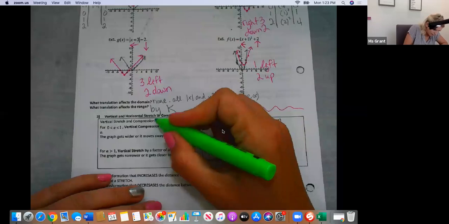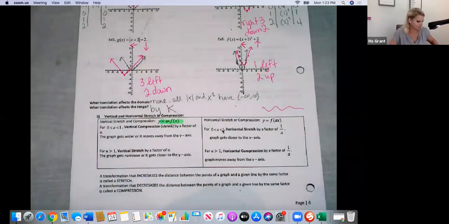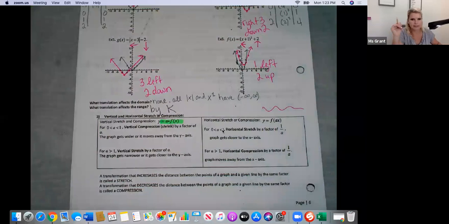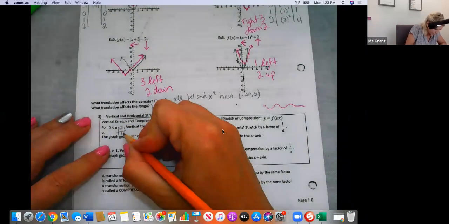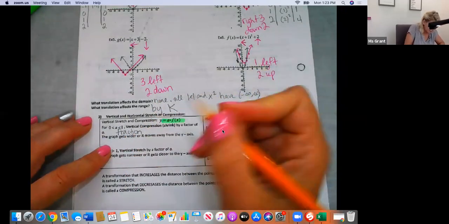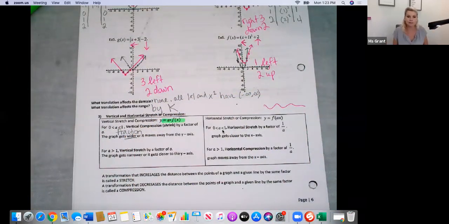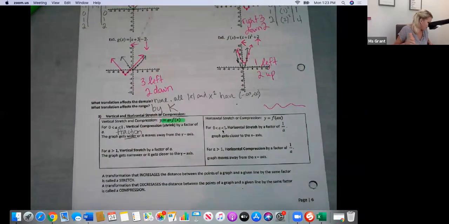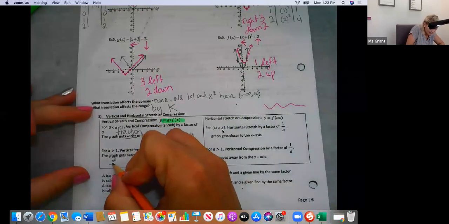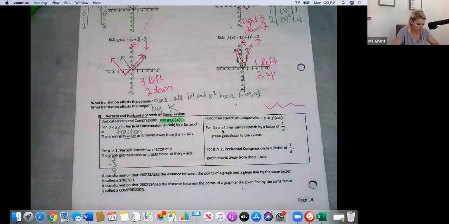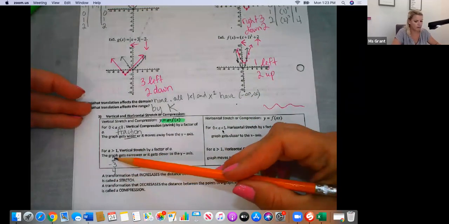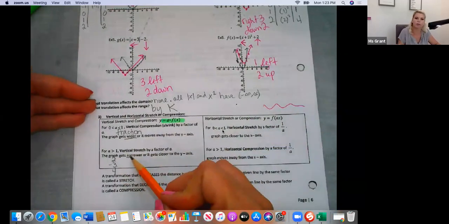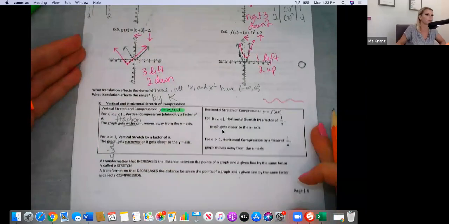When we've got our A on the outside in front of the parentheses, a vertical compression would be like a fraction. A fraction makes a graph wider. And then a whole number, like a 2 or even a -3 or a 4. The negative sign just means that it's downward facing, but 2, 3, and 4, whole numbers, that's called a vertical stretch. It gets narrower, remember?